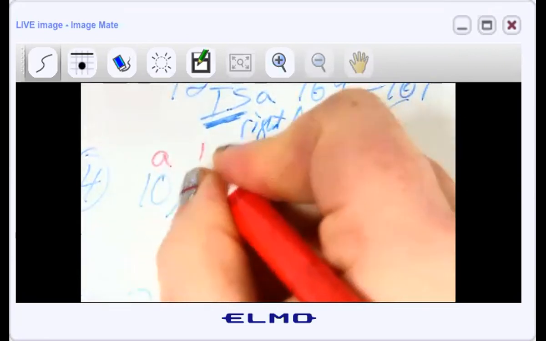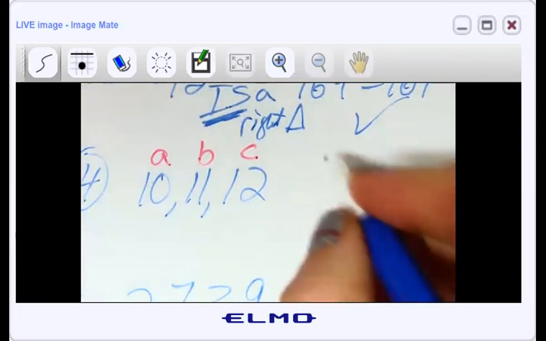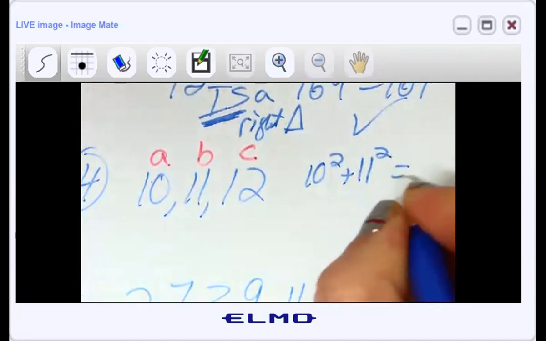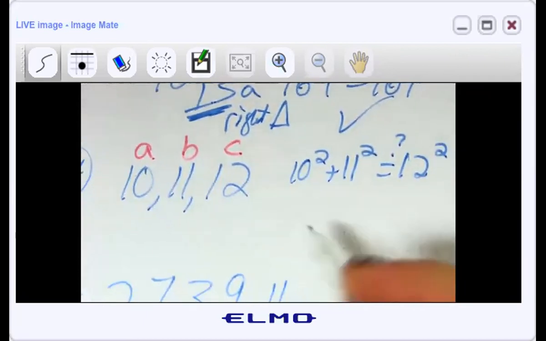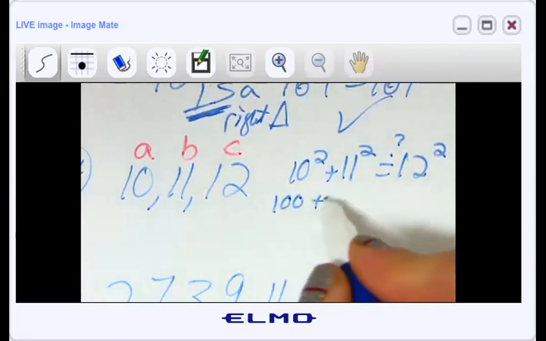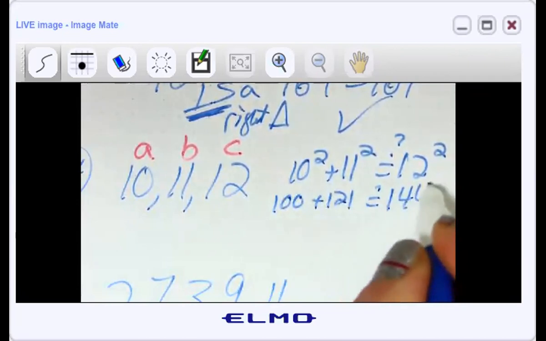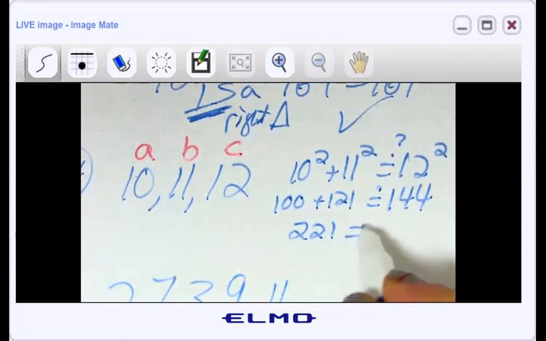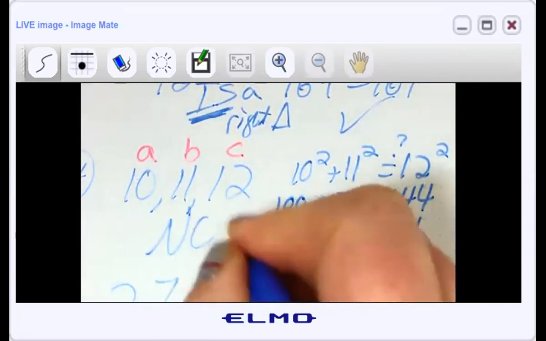I'll put that in for A, B, and 12 has to be C because it's the biggest one. So you're just going to quickly check, is 10 squared plus 11 squared, does that equal 12 squared? And you will see this time it does not. You get 100, 121, and 12 squared is 144. 100 and 121 is 221, which does not equal 144, which means that this cannot form a right triangle.